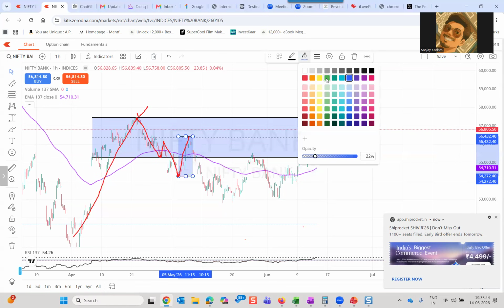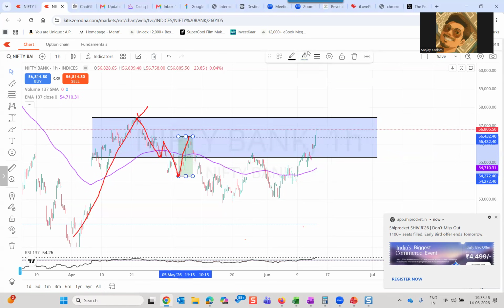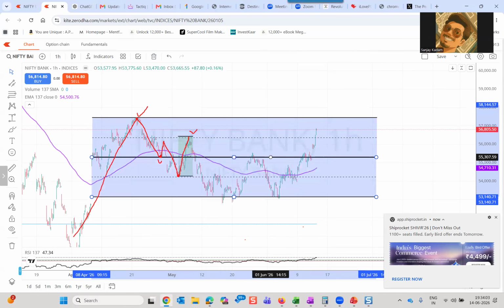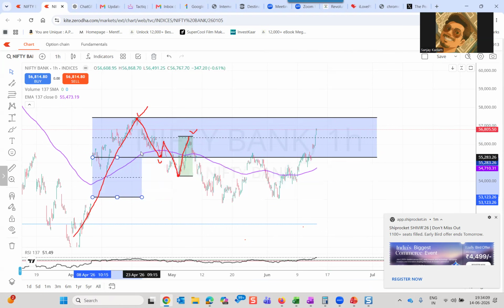I'll mark this as bullish because it went upward, right? So that means this checkpoint is done, price is again taking reversal. Now, what are the next checkpoints? Next line of action. So I will mark 1x and 2x. This is 1x. This is 2x.